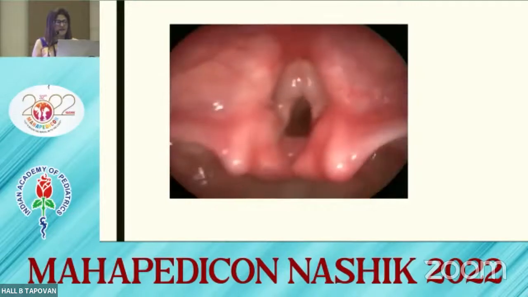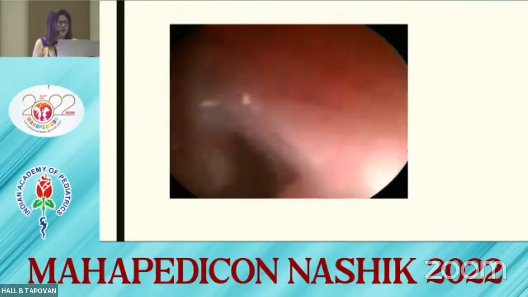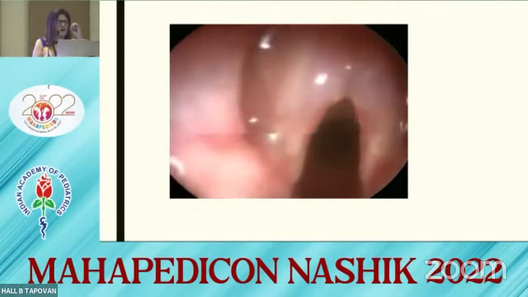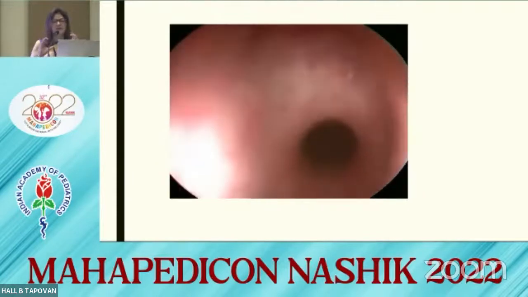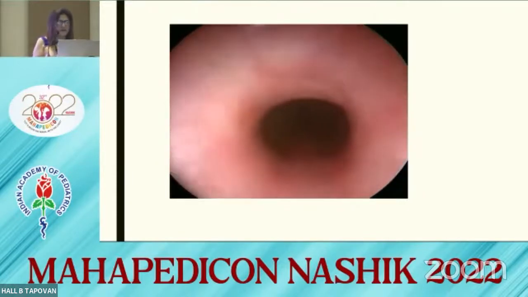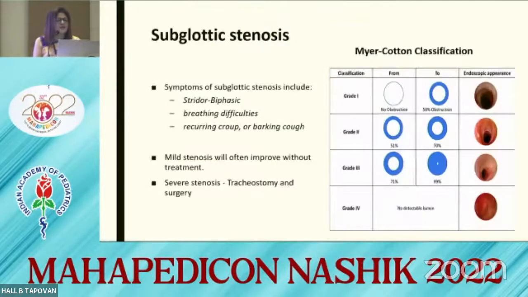See? And can you go beyond? And when you go beyond and see, you see like a small hole. Normally, that's the subglottic space. It should be completely open. So this is a narrowed subglottic space. So this was a child with subglottic stenosis. Biphasic stridor, it is at the level of the cords or just below. Think of a condition like subglottic stenosis.